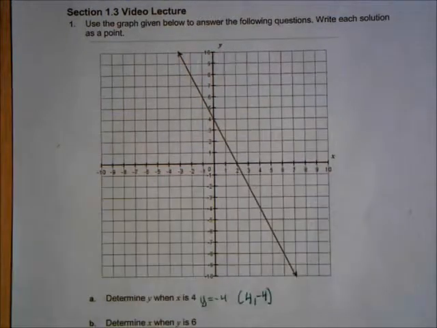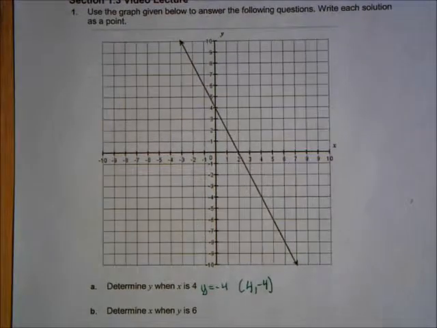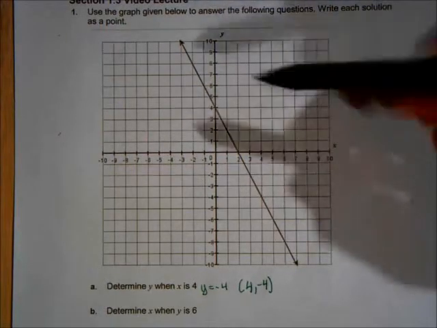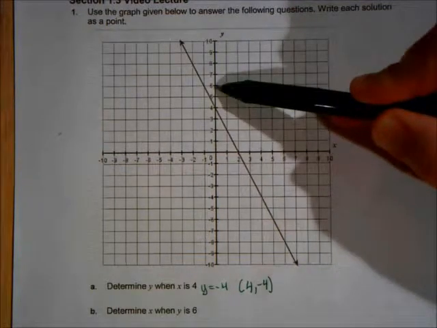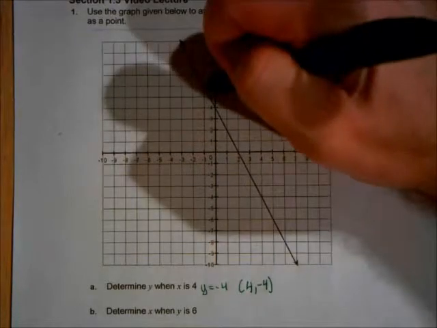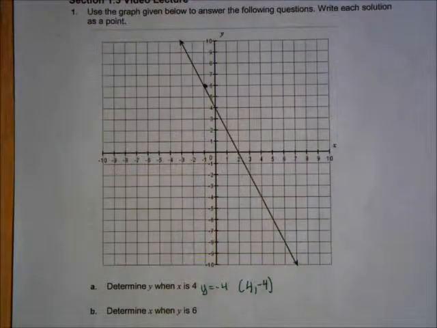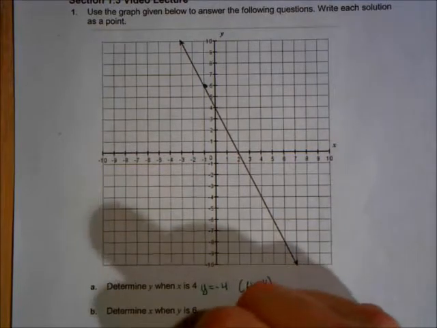All right, question B. Determine x when y is 6. So again, I start at the origin. I go up to where y is 6. And then I go over to my line, so I'm right here. It looks right there that x is -1. So again, I write that as a point, (-1, 6).